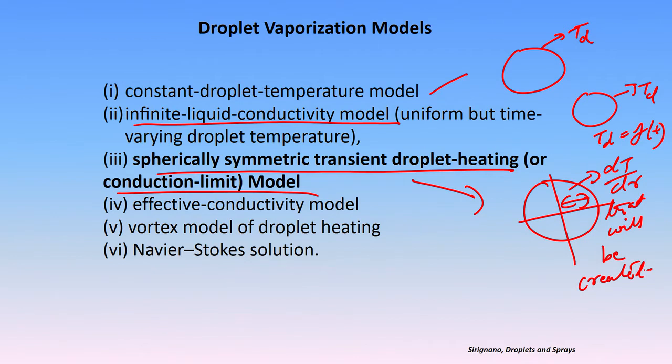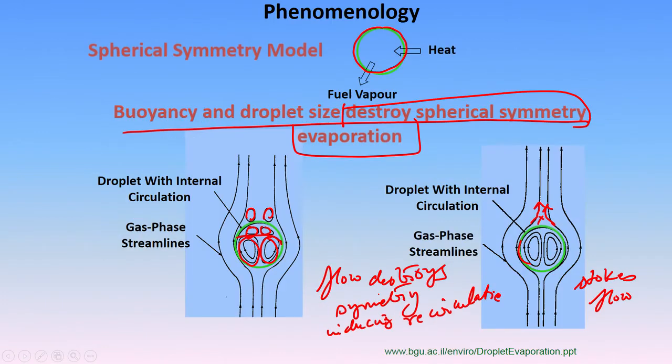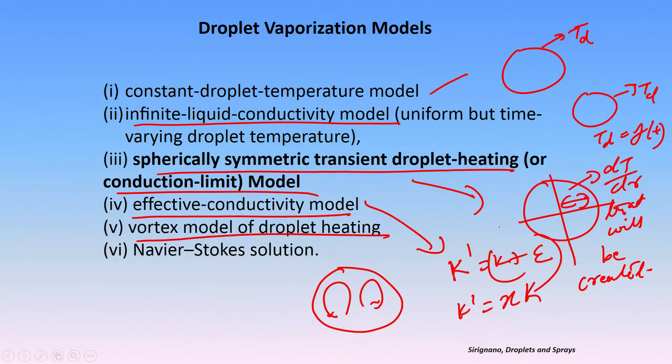Okay. Then there is something called the effective conductivity model. That means, in this particular model you take the conductivity K and you enhance it. So, it is basically K plus something else, or K multiplied by some factor x. Then there is a vortex model. That means, in this particular model you do take into account the flow field that I showed in the slide before. You take this as an ad hoc flow field and then you solve for the liquid phase and the gas phase transport.